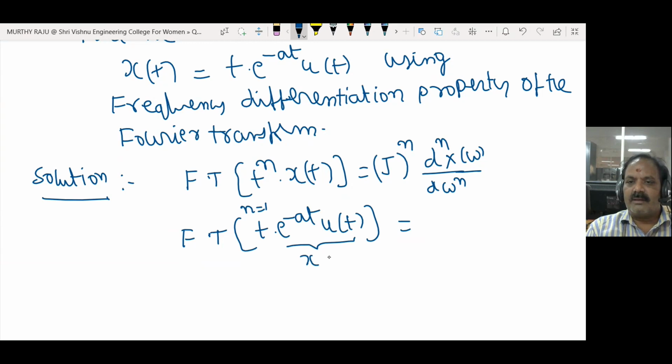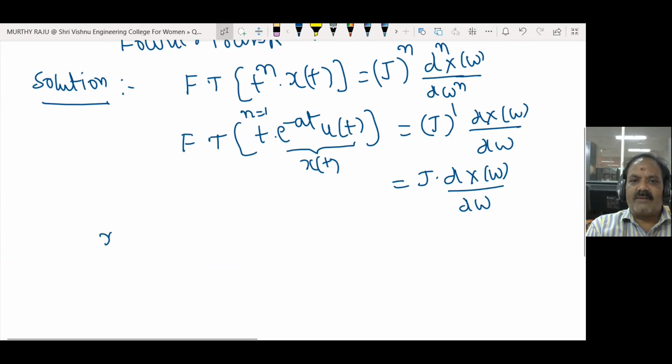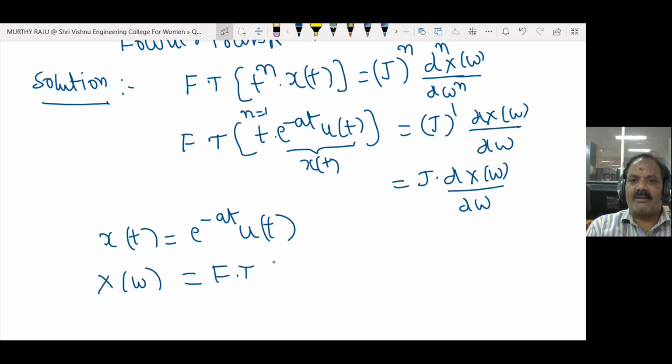This function is x of t. So j whole power 1, n is 1, d x of omega by d omega. That is equal to j into d x of omega by d omega. But x of t is equal to e power minus at u of t, and we need to calculate x of omega. X of omega is nothing but the Fourier transform of x of t.